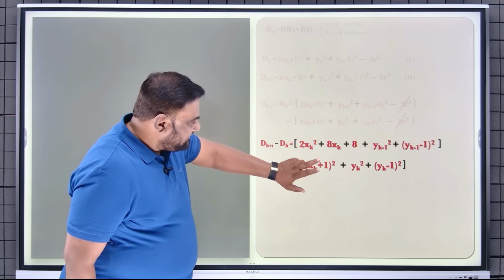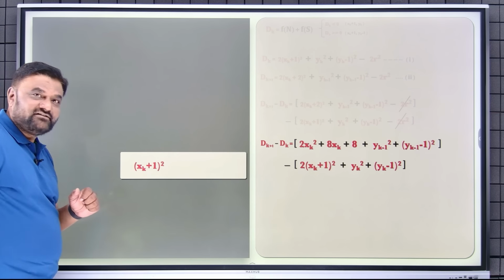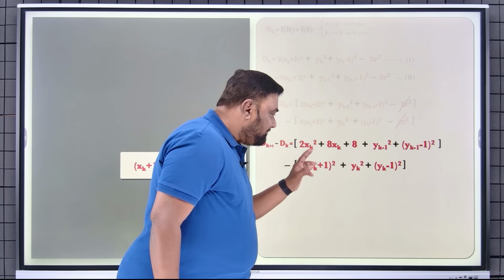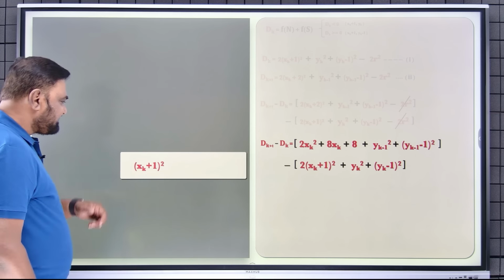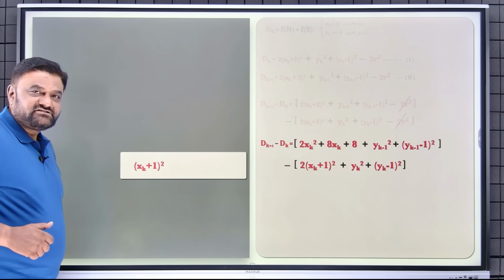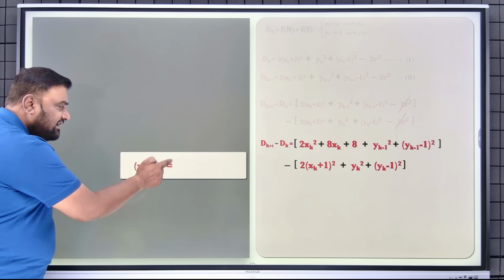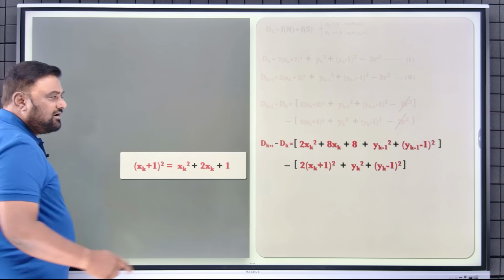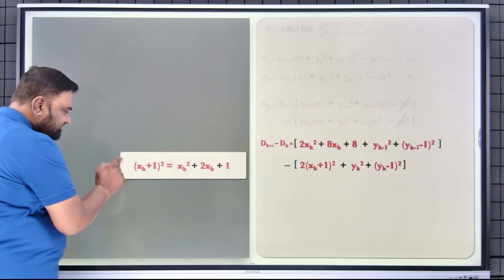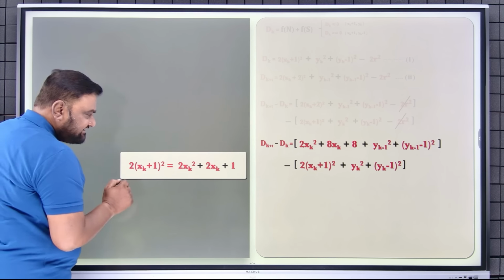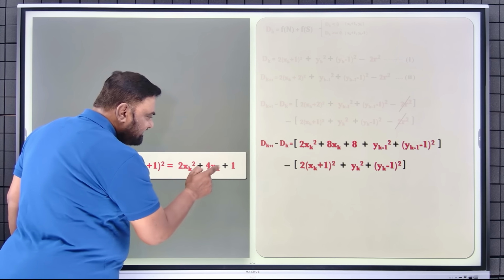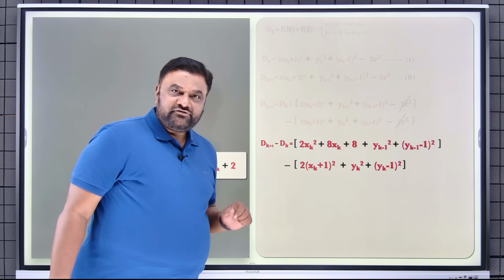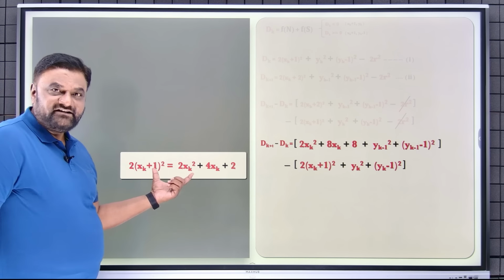I'll select this one here. xk plus 1 whole square. Actually we need 2 times (xk plus 1) whole square. So first (xk plus 1) whole square. How much is this? This equals xk whole square plus 2xk plus 1. But this is getting multiplied by 2. So multiplied by 2, 2xk square plus 4xk plus 2. We have to substitute it here. We got the result, expanded form.